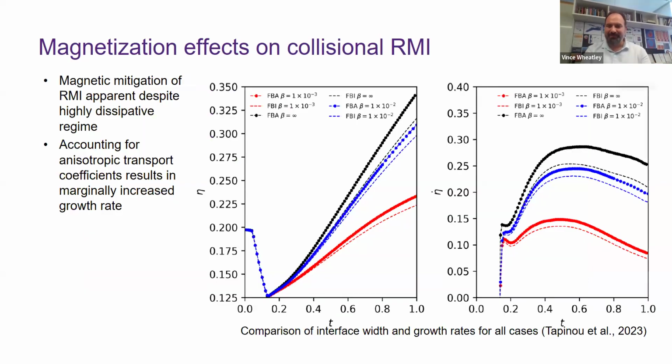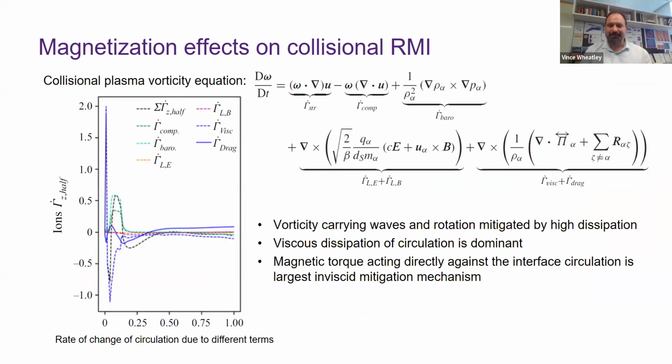This is confirmed if we look at the interface statistics. The growth rate is the easiest to see, where we get that significant drop in growth and always slightly greater growth with anisotropic coefficients. So the magnetic field is still effective in suppressing the instability, even when we have all of the collisional effects present, which are also suppressing the growth of the instability, but there's no longer any transport on MHD waves.